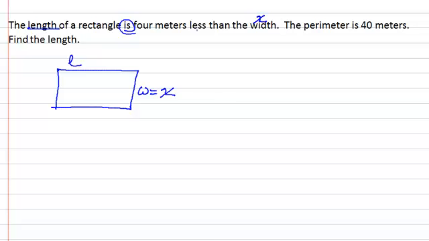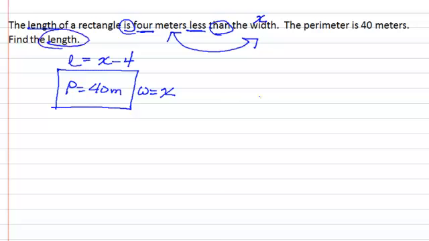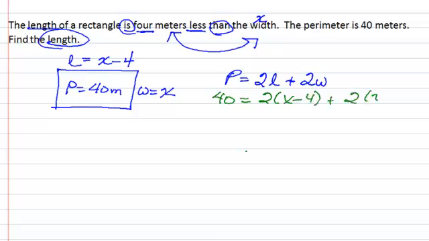And then it says is 4 meters less than. So we know that the order is going to switch. 4 meters. We're subtracting. So what are we subtracting? x and 4. And then it says the perimeter is 40 meters. And now I have to find the length. So the first thing that I'm going to do is write my formula. So perimeter is equal to 2L plus 2W. And now I just plug stuff in. So perimeter is 40 is equal to 2 times, and length is x minus 4, and w is x.